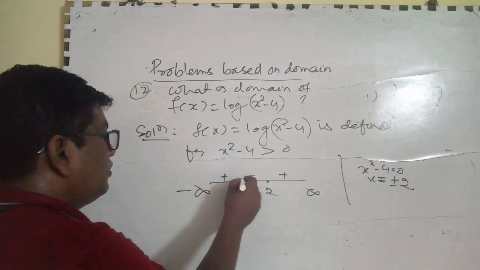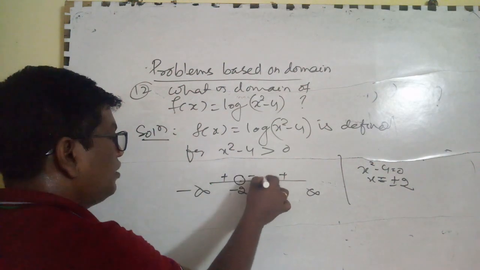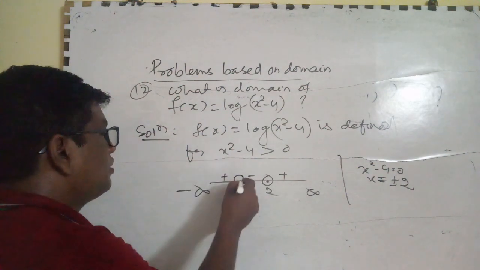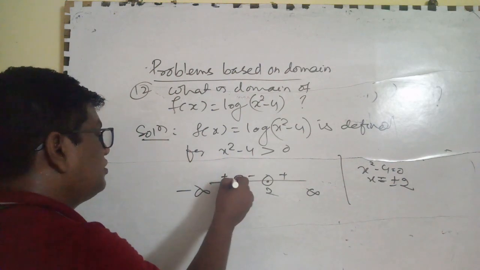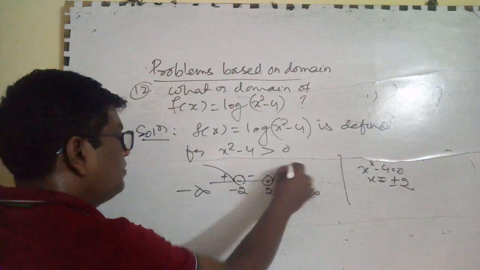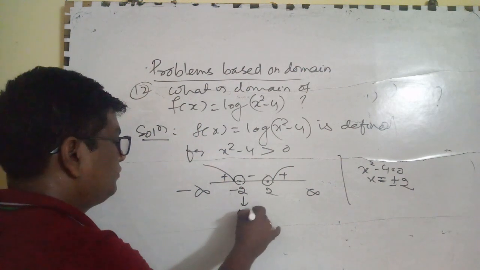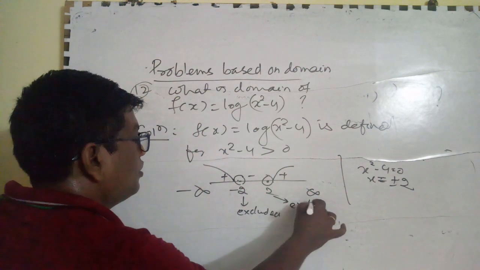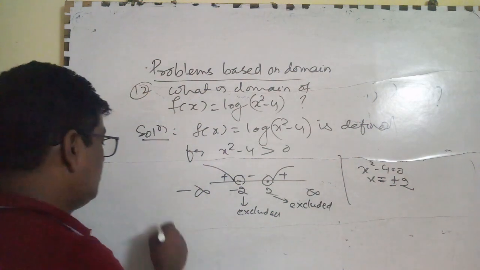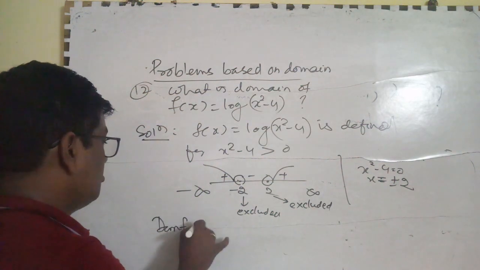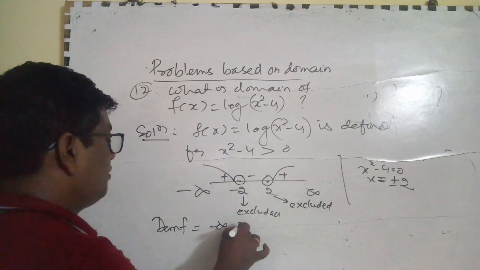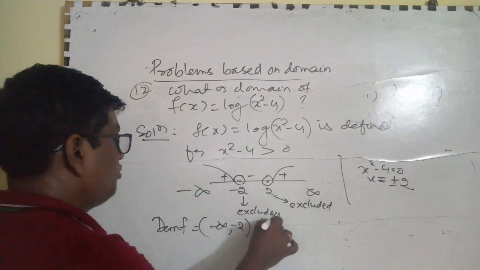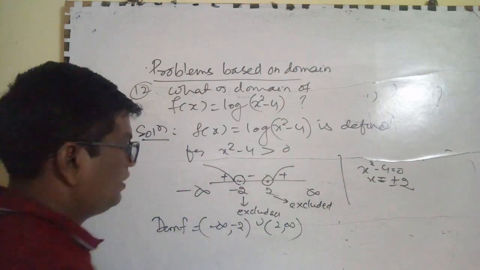Where is positive? 2 is excluded, minus 2 is excluded. This region, this is excluded and this is excluded. What is the domain? Dom f is equal to minus infinity comma minus 2 union 2 comma infinity.